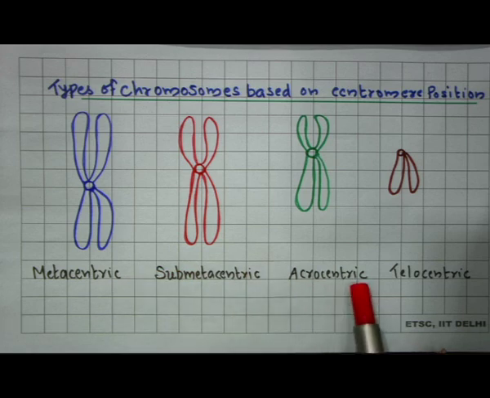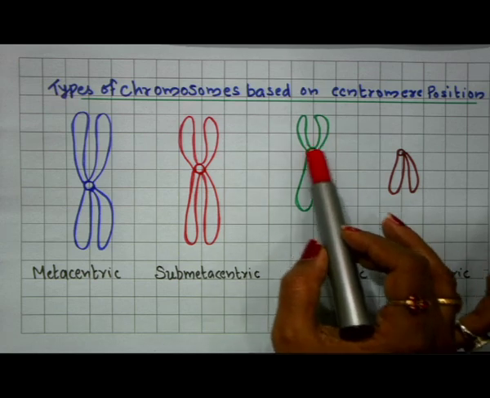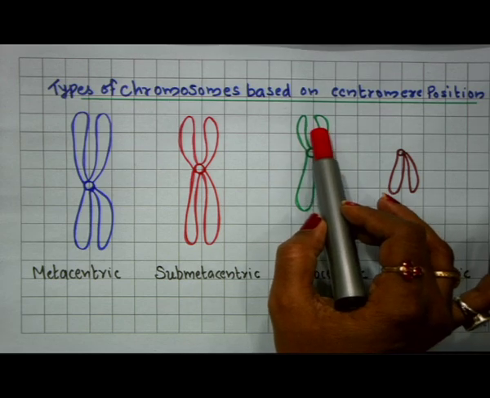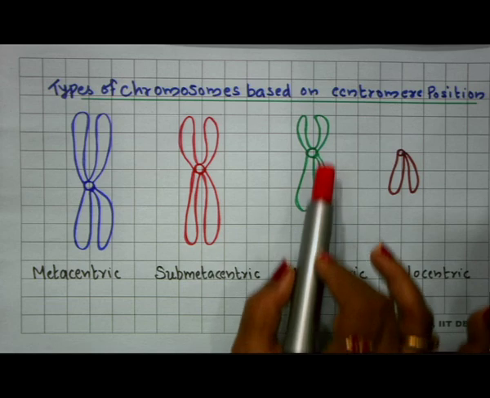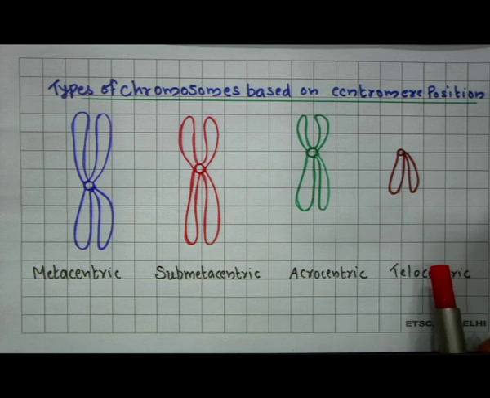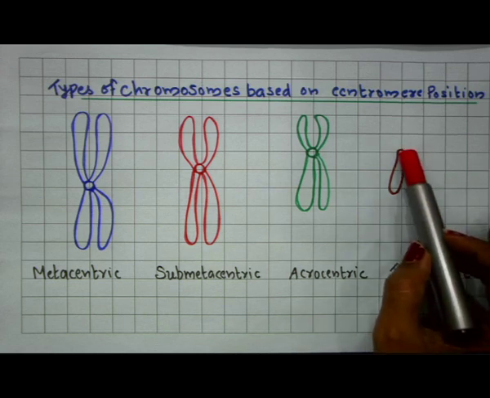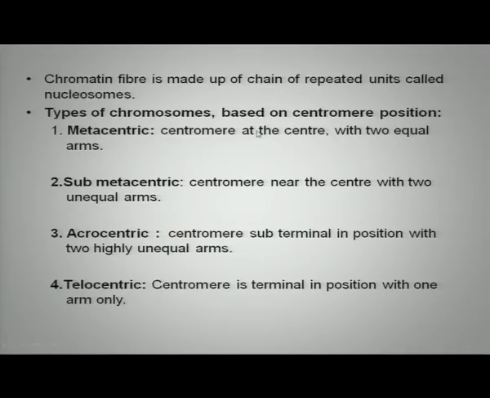Now see the third case, that is acrocentric chromosomes. Still more, the position of a centromere is a little above, almost going towards tip, producing two unequal arms. The last one, that is telocentric, where you can see the position of centromere at the tip portion or terminal portion. So, in this way we can group these chromosomes into 4 different types based on the position of centromere.